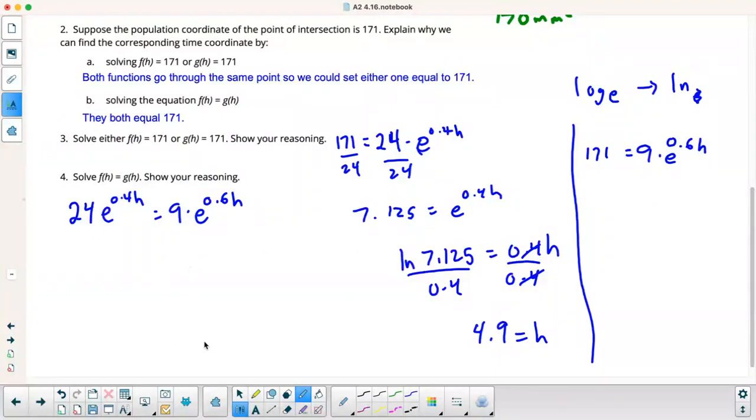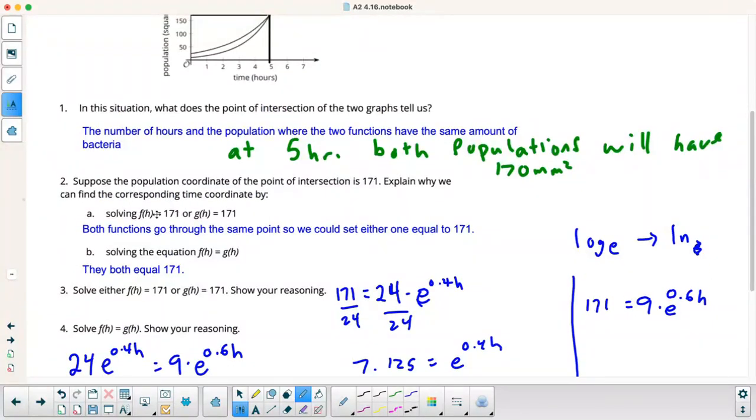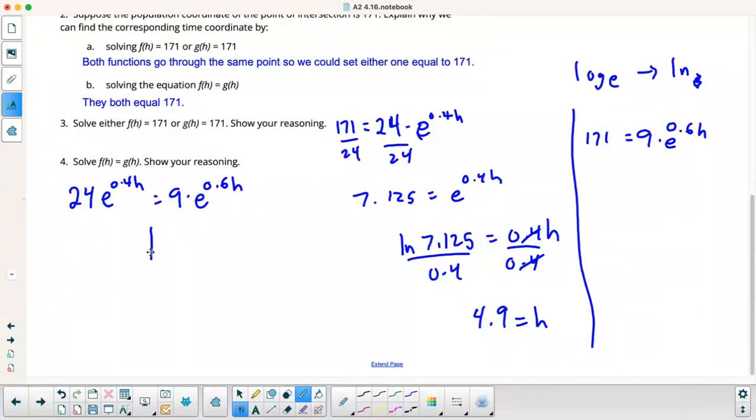What I'm going to have to do here is divide each side by 9 or divide each side by 24. Or, you know what? Instead of using algebra here, we've already found the answer because we know that all three of them are equal. F of h equals 171, g of h equals 171. So we already found the answer. Rather than doing the algebra, I'm just going to say h equals 4.9 hours, because I already solved one of them and we already said that they're equal because they intersect there. Okay. All right.